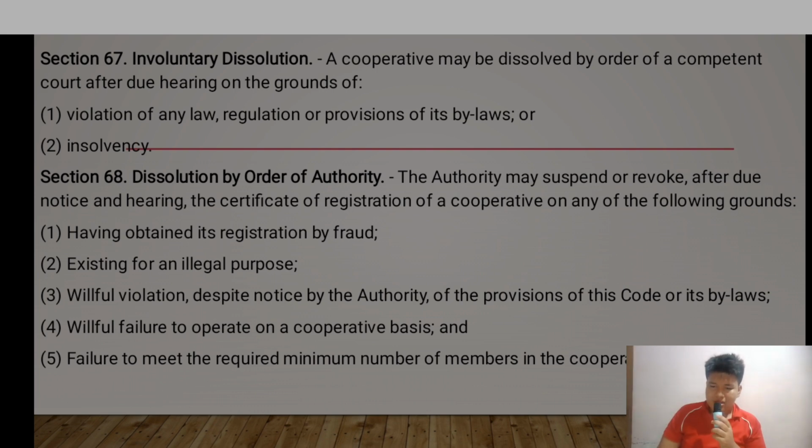Section 68. This section outlines the grounds for suspension or revocation of a cooperative's certificate of registration by the CDA. CDA is the Cooperative Development Authority. These grounds include obtaining registration by fraud, operating for an illegal purpose, violating the code or bylaws, failing to operate cooperatively, and failing to meet the minimum member requirement.